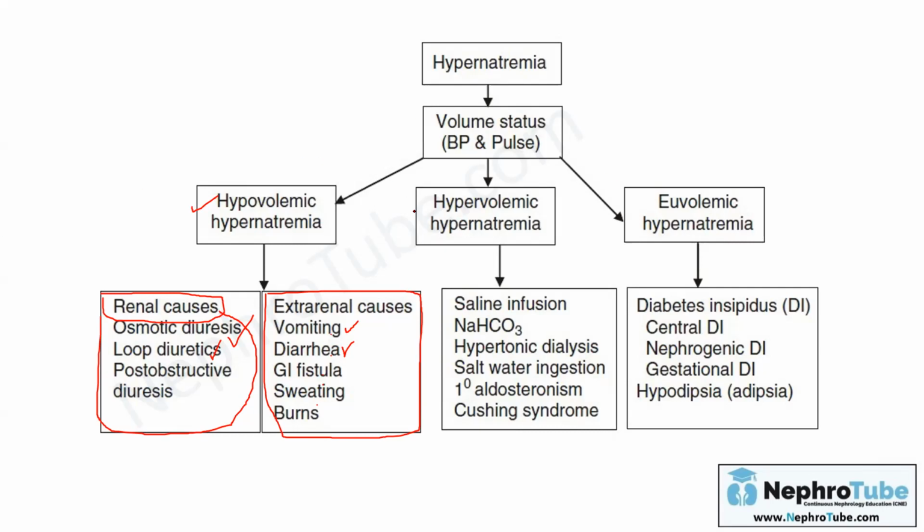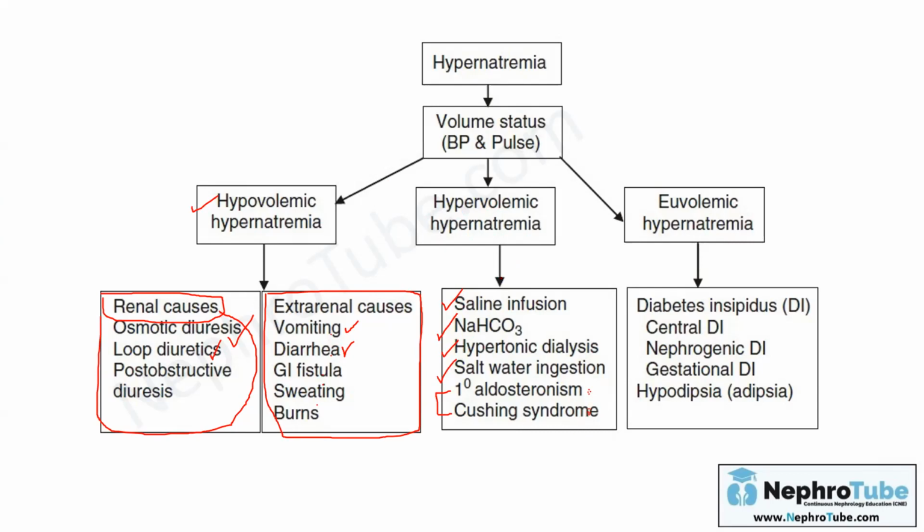Regarding other causes of hypernatremia, hypervolemic hypernatremia occurs in cases of saline infusion, sodium bicarbonate intake, hypertonic dialysis, salt water ingestion, or endocrinal disorders such as primary hyperaldosteronism or Cushing syndrome, where the aldosterone is very high and cortisol is very high. And you know these hormones have a powerful reabsorbing effect on the sodium from the distal tubules.